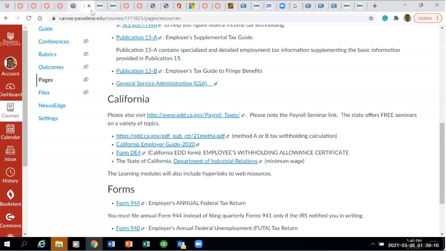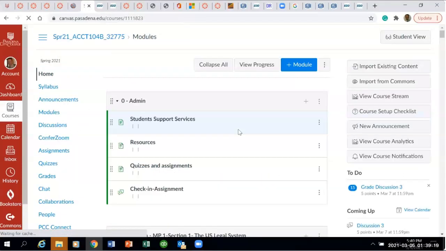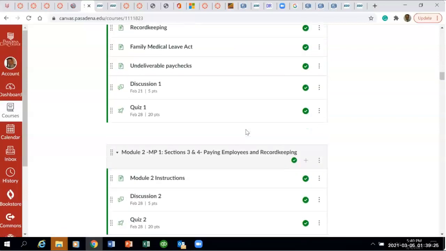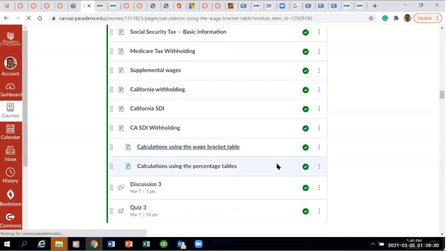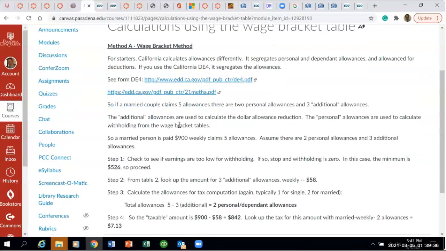In the example, let's try that just to see if that example comes right or not. In module 3 for California, there's an example here using the bracket method, and I just changed that. If a married couple claims 5 allowances, there are 2 personal allowances and 3 additional allowances. Makes sense? 2 personal because married, husband and wife, and the 3 are for additional reasons.